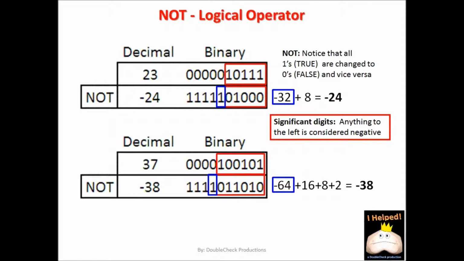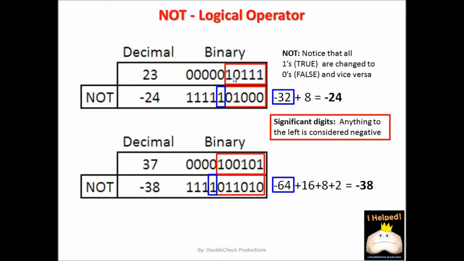Okay, what we're looking at here is the NOT logical operator. Simply put, what the NOT logical operator does is that when we take a value and convert it into binary, such as 23, all of the ones are converted to zeros and all of the zeros are converted to ones. So all of our true values are converted to false and all of our false values are converted to true. Let's see what that does to the number.